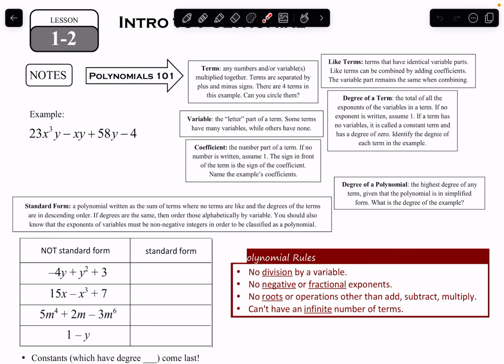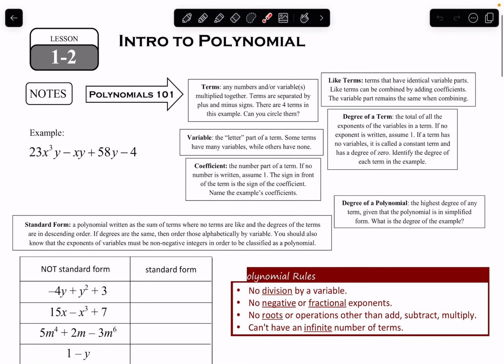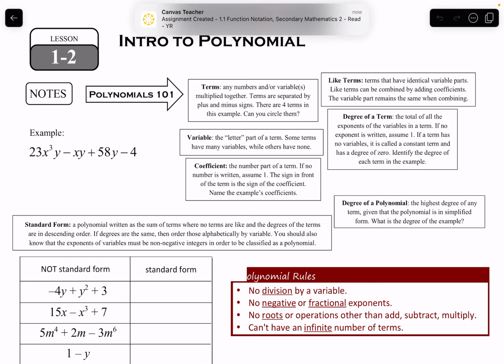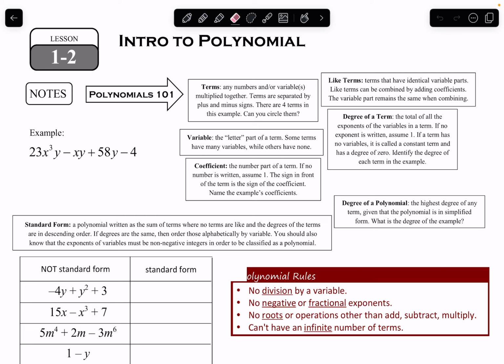All right, so we're talking about polynomials. Today's kind of an introduction to what a polynomial is. You've been working with them for a while, but you probably haven't had an official name or definition to it. So the first part of this video, I'm going to spend the next couple of minutes talking about all of these different terms up here.